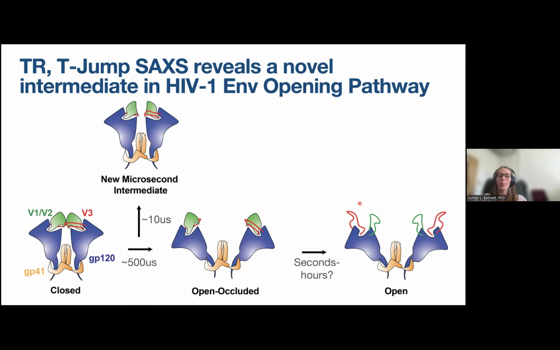I also just want to point out and make sure everybody understands that these rates are definitely dependent on the specific envelope sequence that we're using here. These are pulled mainly from the CH505 data. The values might be slightly different for CH848.